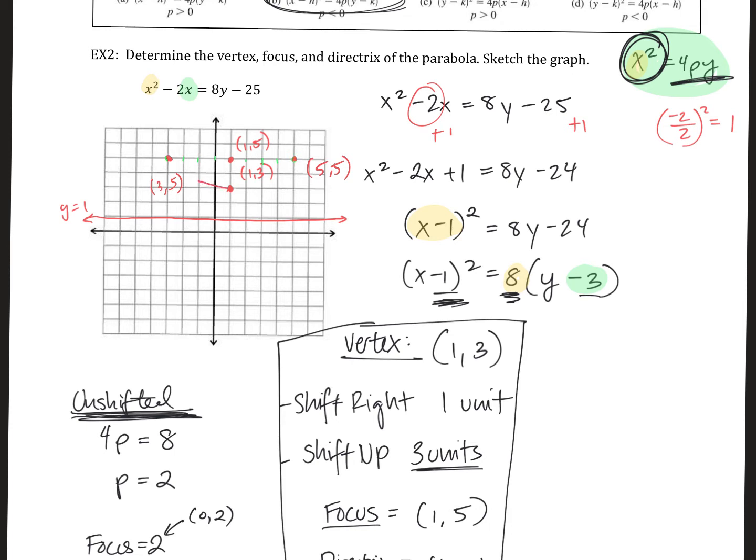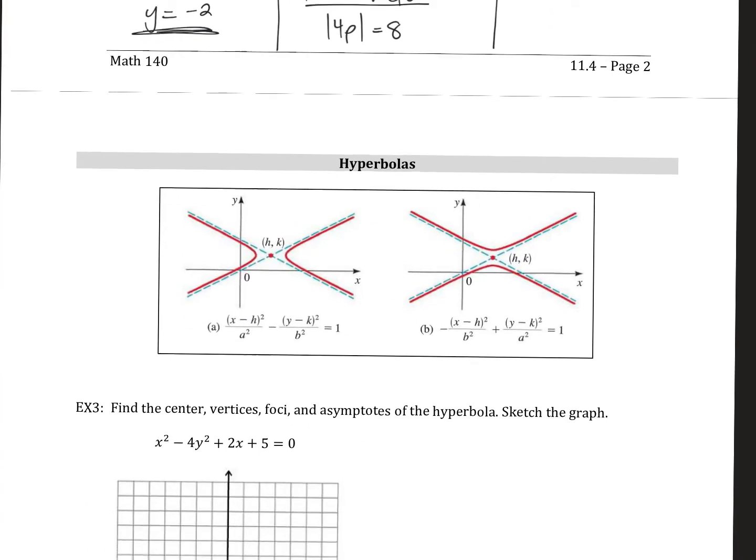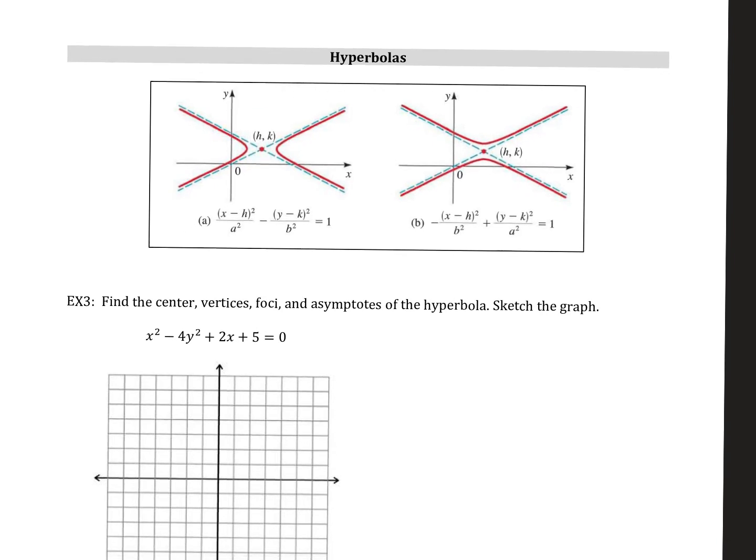Go ahead, draw those in. And we have found a shifted parabola. As usual, it's easiest to find the unshifted values and then add the transformations to them, like we've been doing all along. Alright, so now let's take a look at hyperbolas.